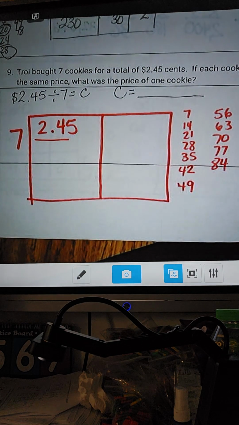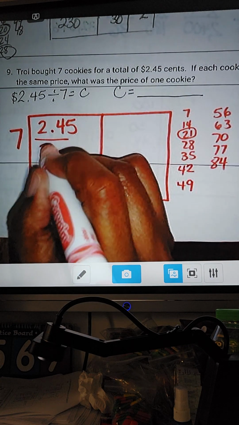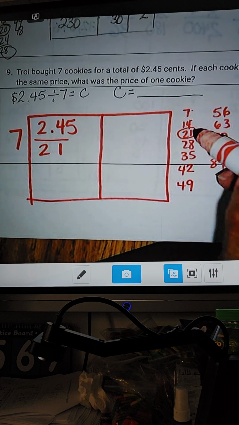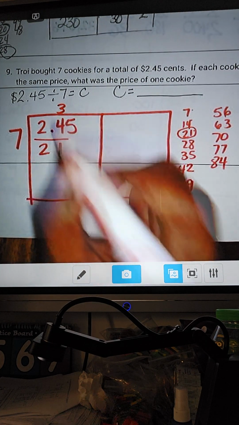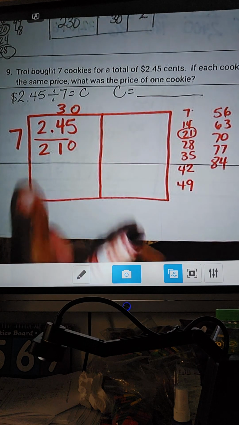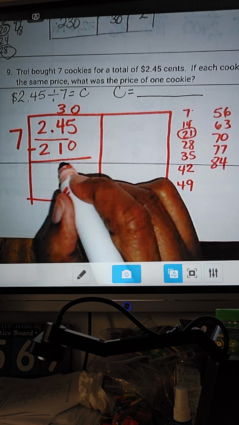24. Okay. Look over here. 21 is the closest to 24, so put 21 under. Count 1, 2, 3. So 7 times 3 is 21. 0 over the 5 and under the 5. So 7 times 30 is 210. Subtract. It leaves 35.